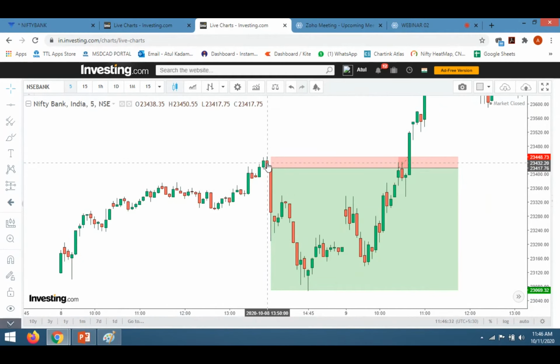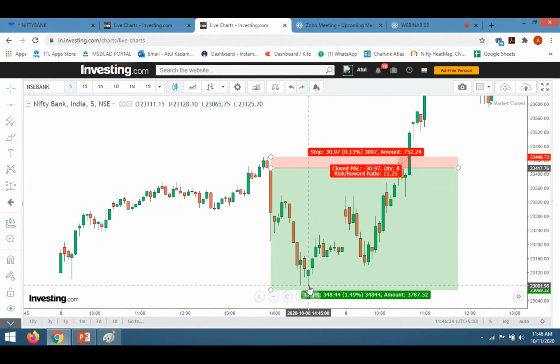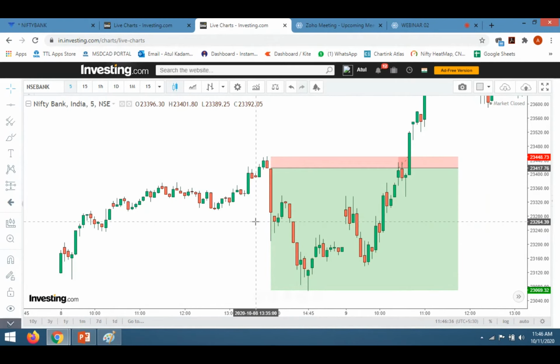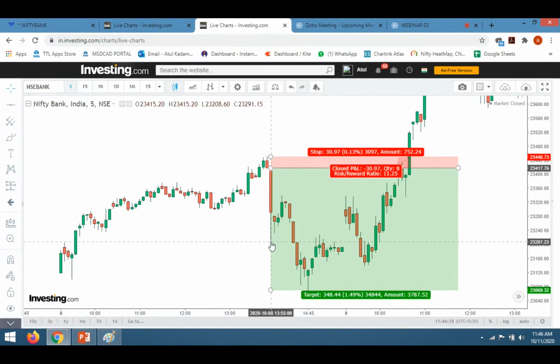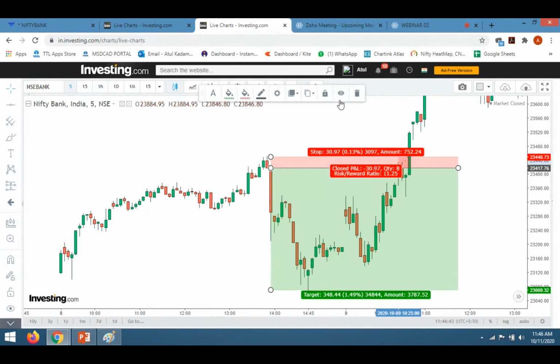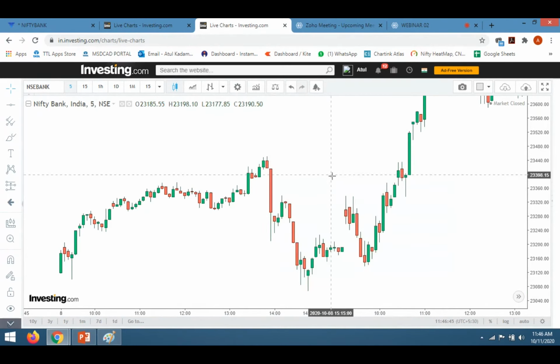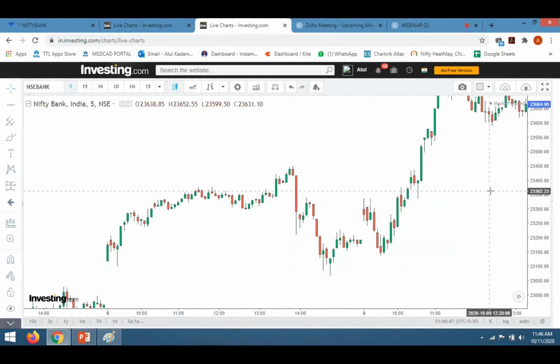From 150 to 250 in 1 hour, your money will be 11 times. So if you take 1 rupee risk, your profit will be 11 rupees. Okay. But all the concepts you must know.